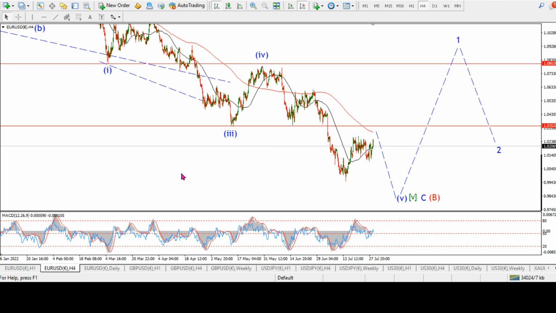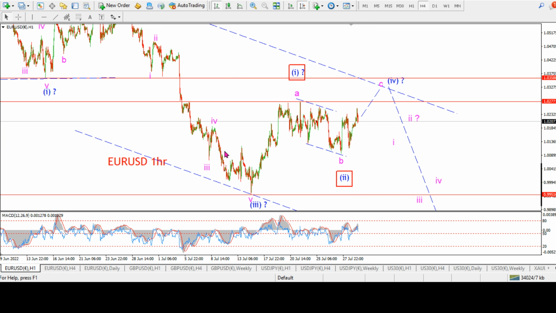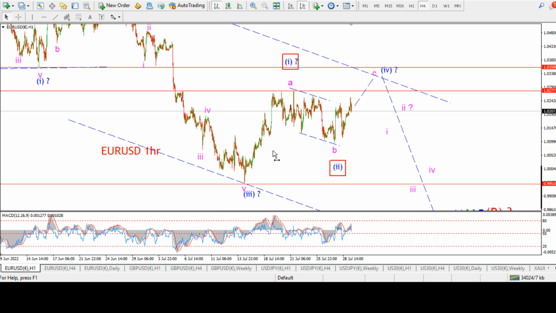Apart from that, the hourly chart doesn't show a whole lot more. Apart from this is the wave 1, 2, 3. Here's what we're working on for wave 4 at the moment. I'm not entirely sure if this is the correct pattern either. It could still be a triangle. This could be wave A, B, C, D, and E of a triangle. So it could be an extended wave A of a triangle.